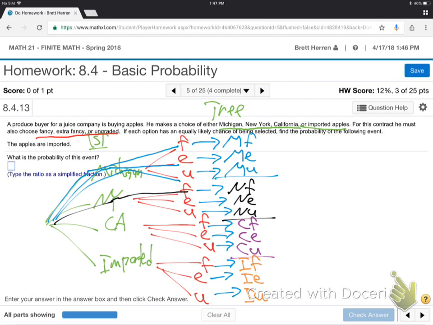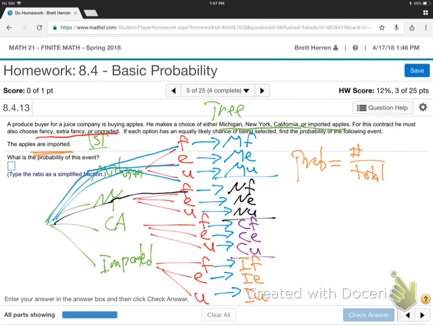All right, now we're ready for their question. Notice I haven't even really looked at their question. What is their question? Find the probability the apples are imported. So it's probability. Now, remember, probability always means whatever number over the total. Probability always has total at the bottom. So first off, what's the total?